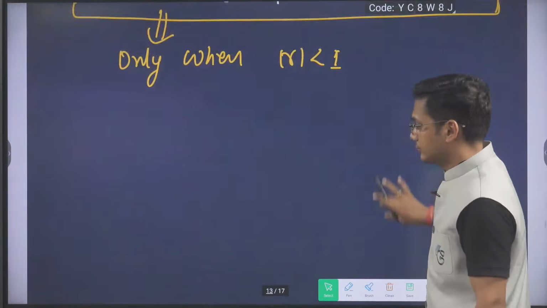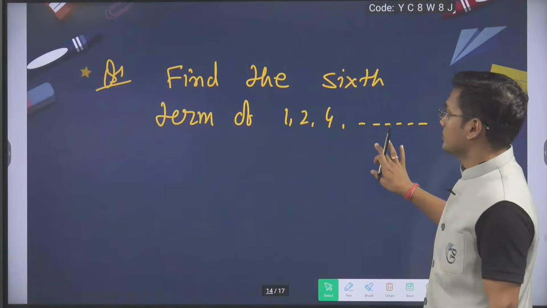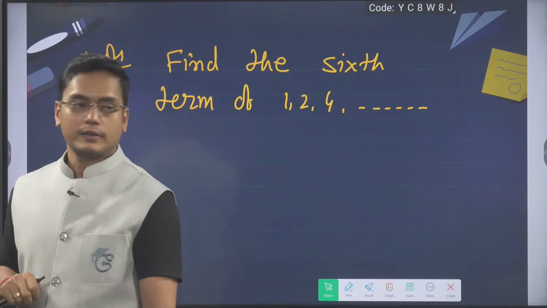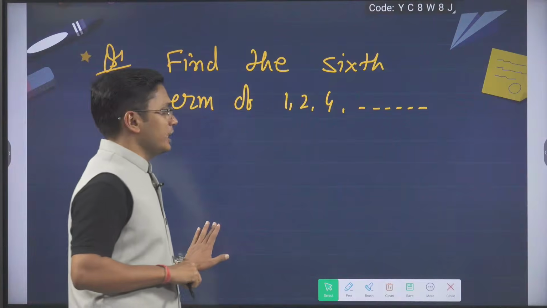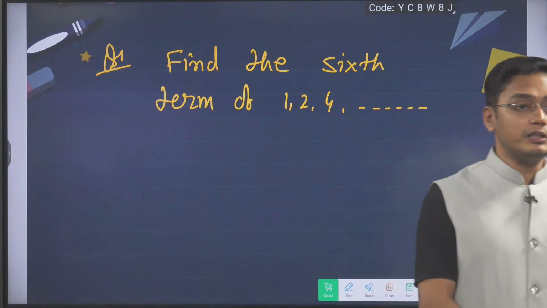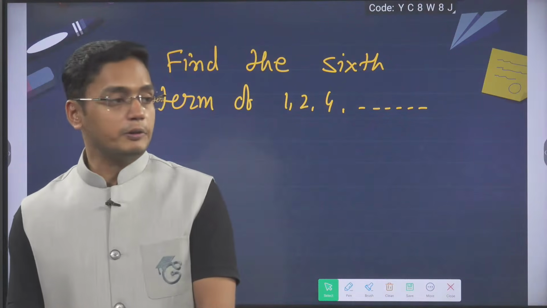Here we have one question, and this question is for you. Find the sixth term of this series: 1, 2, 4, like that. So first tell me, is it in AP or GP? First you have to decide, because the exam does not tell you whether it is AP or GP. So tell me, is this in AP or GP?